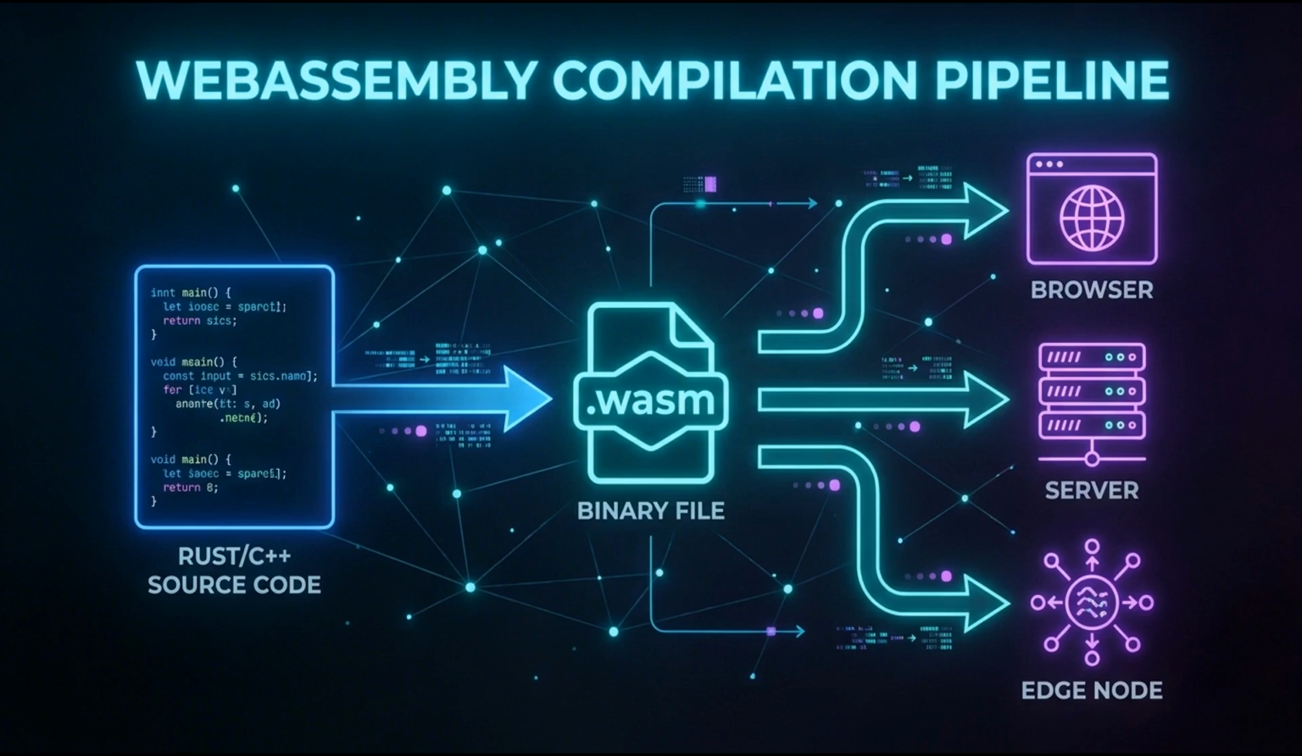WebAssembly is a binary instruction format designed to run at near-native speed in a sandboxed environment. It's not a language you write, it's a compilation target. You write code in Rust, C, C++, Go, or even Python, and your compiler outputs a .wasm file. That binary is compact and portable. A WebAssembly runtime handles memory safety and sandboxing. WASM code can't access anything it isn't explicitly given access to, making it extremely safe by default.